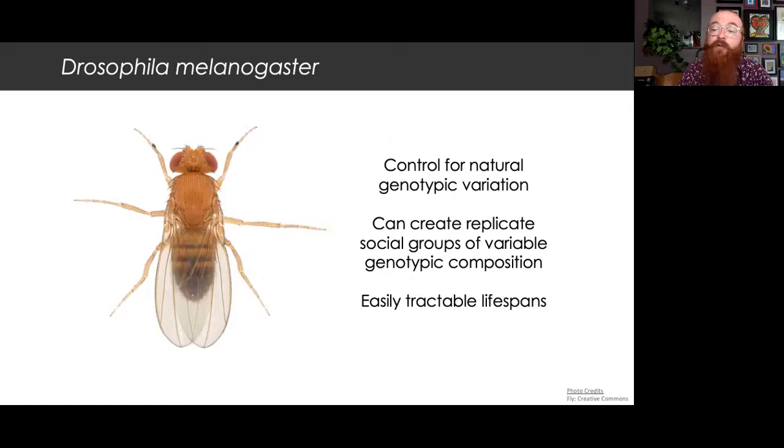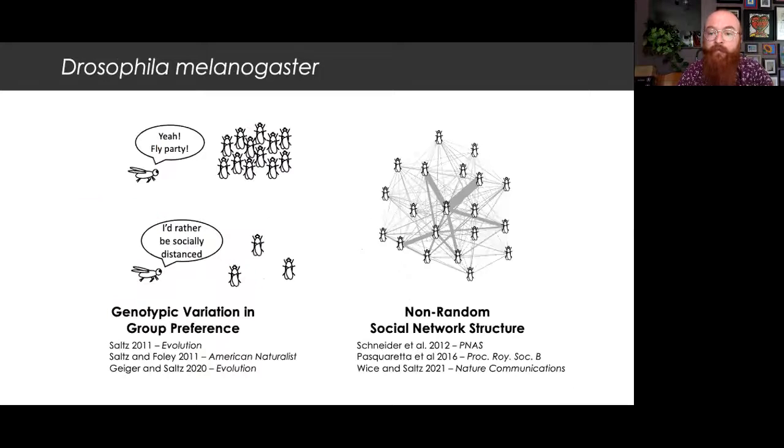This also allows us to create replicate social groups of variable genotypic composition, so we can address how the same genotypes have variable indirect genetic effects depending on which other genotype they're paired with. Flies also have easily tractable lifespans of around 70 days, so we can measure multiple components of fitness throughout their entire lives and estimate variability in social selection.